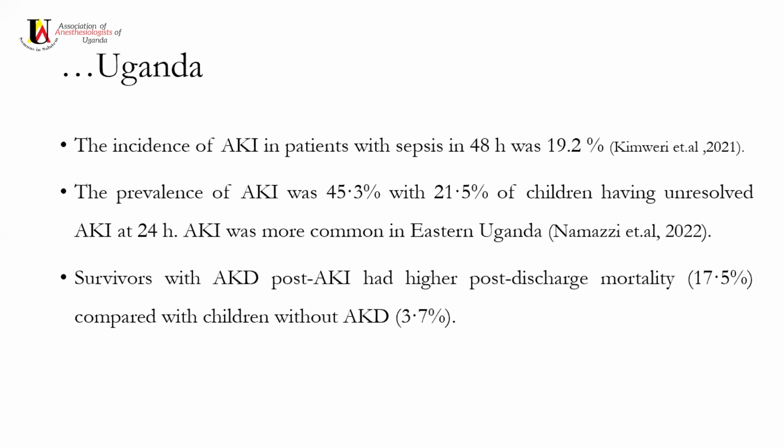Another study that I picked this year, published in April, this time in children, by Namazi and the rest of the pediatric team here in Mulago, indicated that the prevalence of acute kidney injury was about 45.3%, with 21.5% of them having unresolved acute kidney injury after 24 hours. This was data from a population in Eastern Uganda. They went ahead and documented that survivors of AKI actually had higher post-discharge mortality of about 18% as compared to children who did not have acute kidney injury. I'll highlight more on this when I conclude my talk on the outcomes or prognosis of AKI.